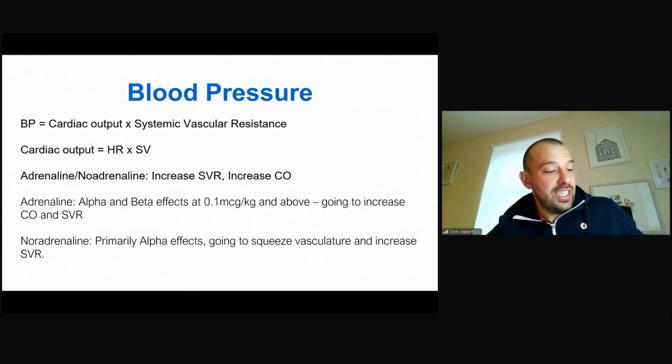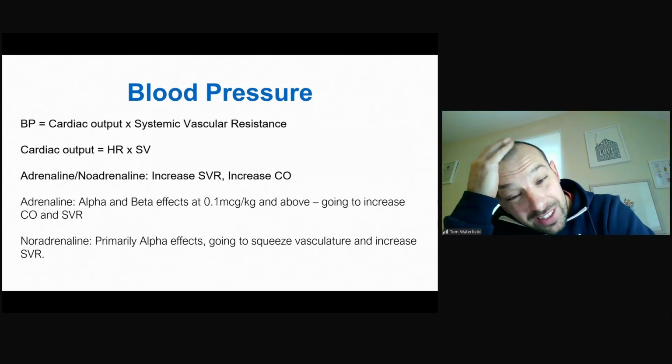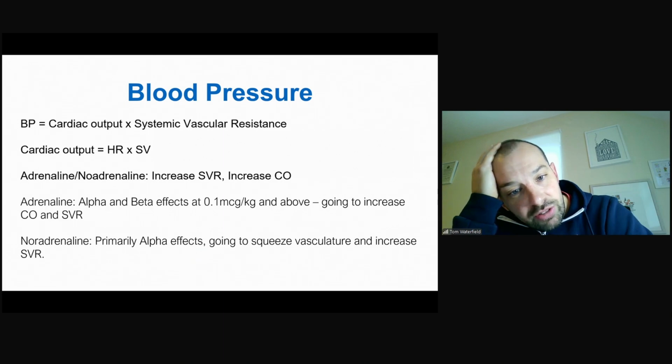And then a bit of physiology again. I know you know all of this. Blood pressure, it's not exactly times, it's cardiac output and vascular resistance. So we go back to why we need fluids, what we're trying to achieve. And cardiac output is your heart rate and your stroke volume. So adrenaline and noradrenaline essentially can work on different parts of these.